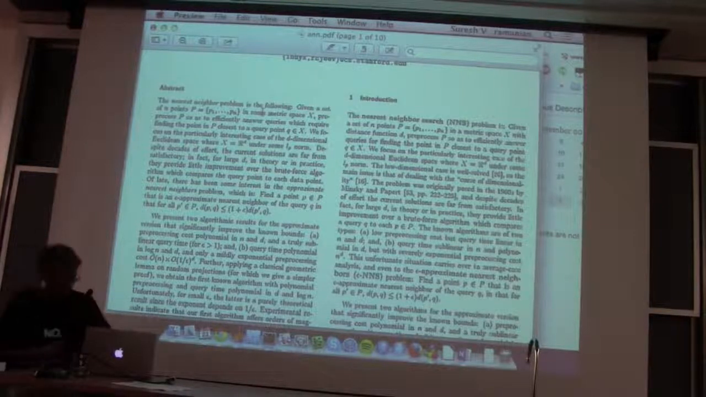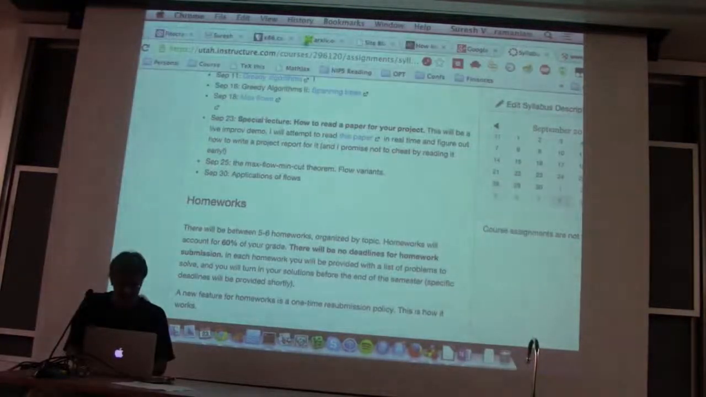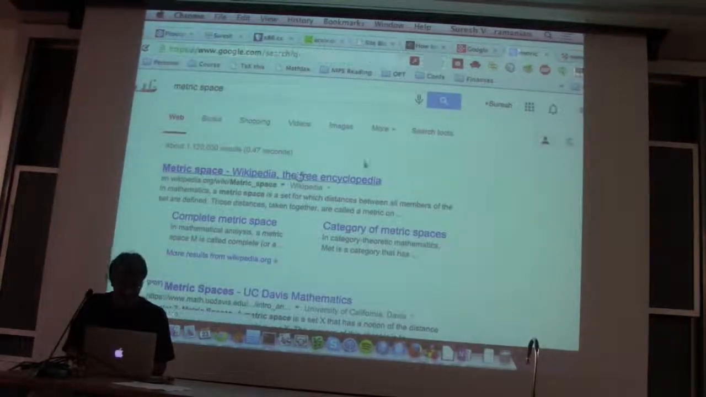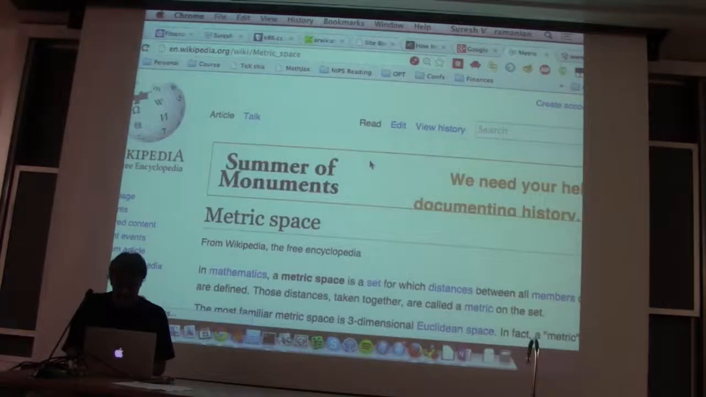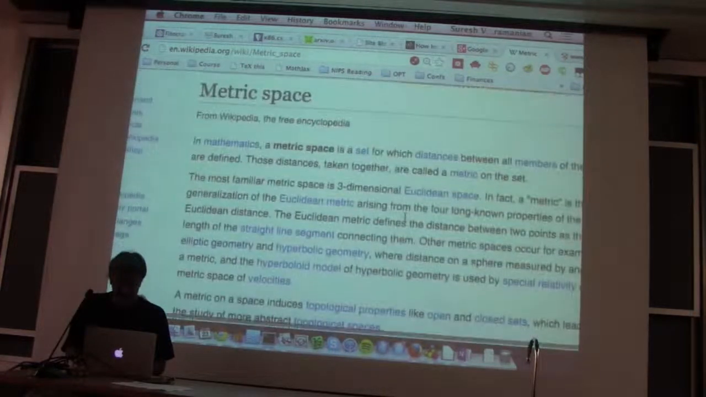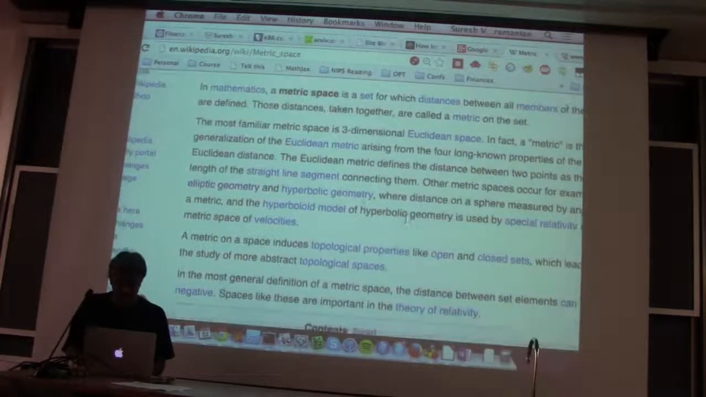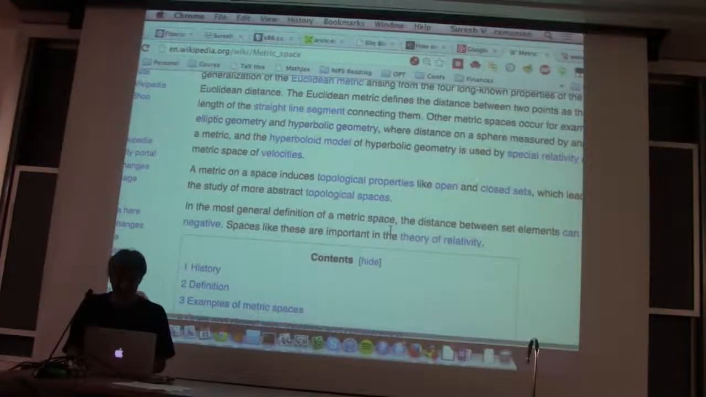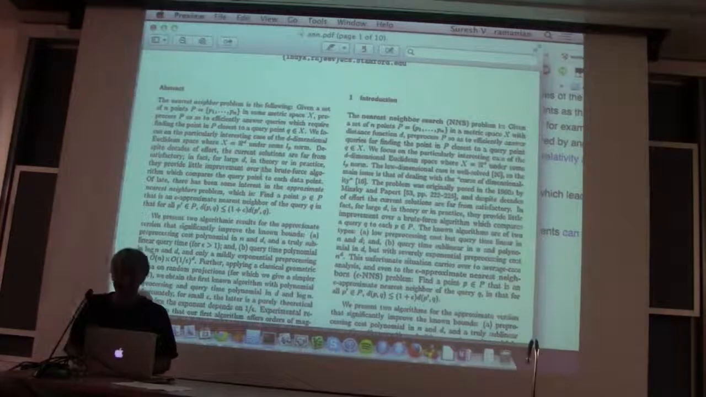Okay, Wikipedia, let me go to Wikipedia. Blah, blah, blah. Ooh, hyperbolic geometry, what's that? And suddenly you're lost. You're doomed. Three hours later, you suddenly realize you have no further clue about this paper. I only know this because I knew it. Don't worry about metric spaces. If you need to know it, it will come up.